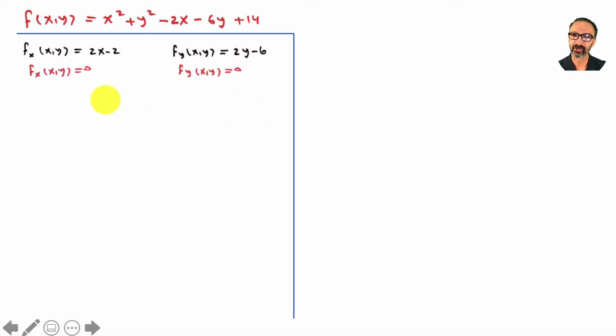We set the first partial derivatives equal to 0. Make this equal 0, make this equal 0, solve for y, solve for x, and this is what I have. What does that mean? That means (1, 3) is a critical point. Is it a max? Is it a min? We don't know yet.